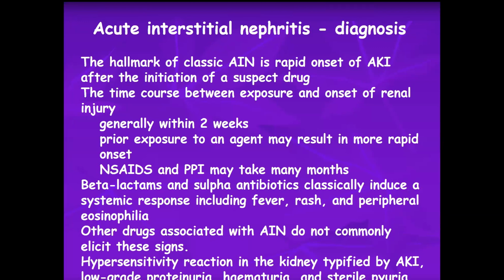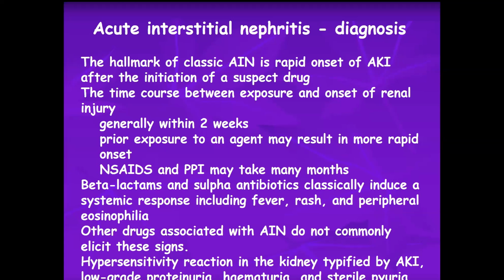The diagnosis of acute interstitial nephritis: the hallmark of classic AIN is rapid onset of AKI after the initiation of a suspect drug. The time course between exposure and the onset of renal injury is important, it's generally within 2 weeks. Prior exposure to an agent may result in more rapid onset. Importantly, NSAIDs and PPIs may take many months. Beta-lactams and sulfur antibiotics classically induce a systemic response, including fever, rash, and peripheral eosinophilia.